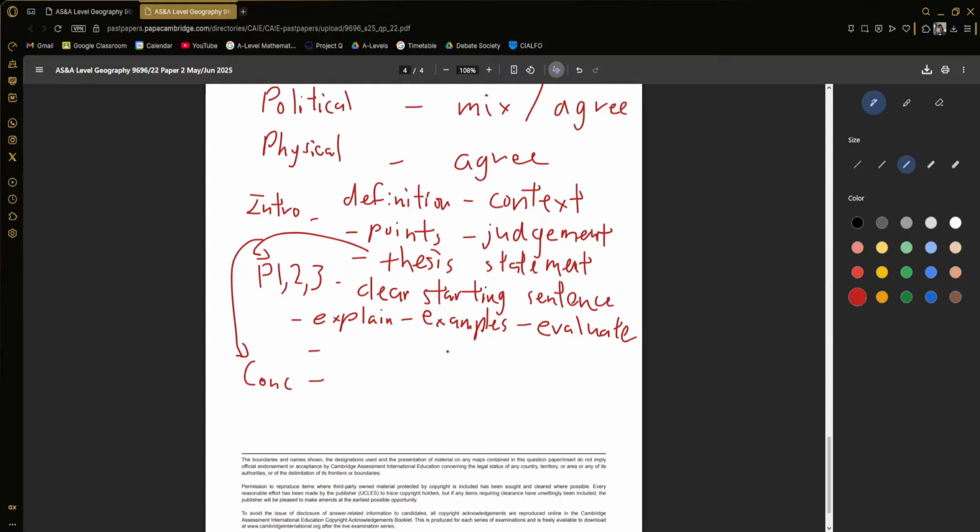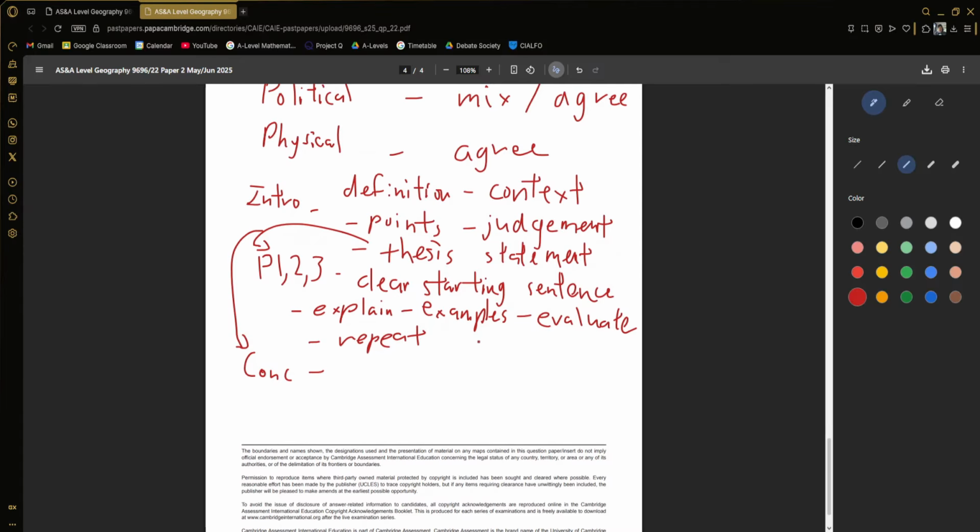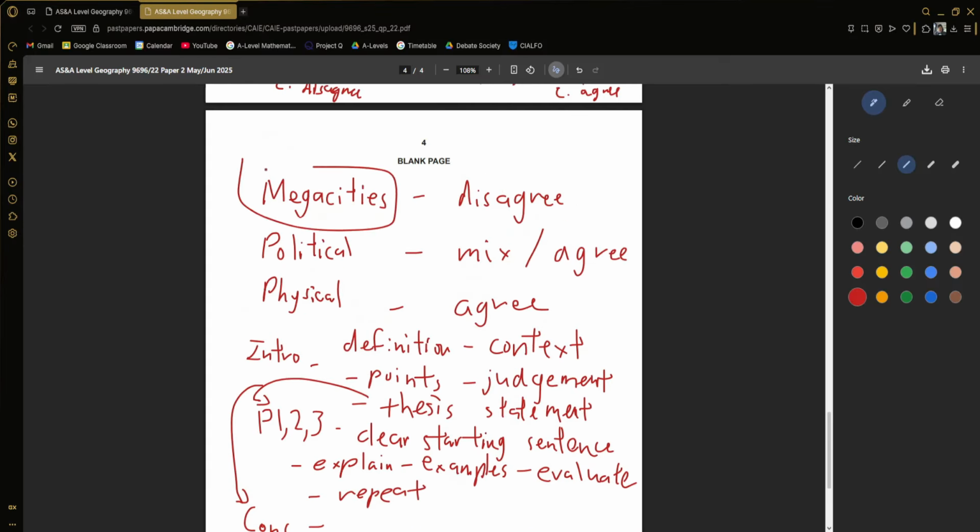And then with these three things, explanation, examples, and evaluation, the triple E, you have to repeat that as many times as you want. And after that, that's essentially how you structure your paragraphs and essays.